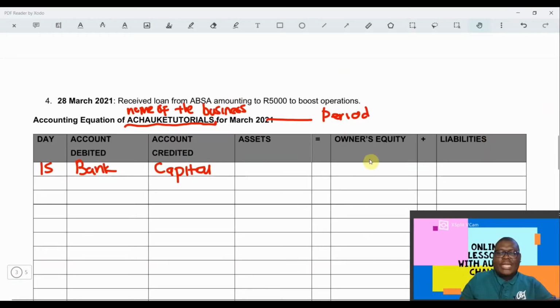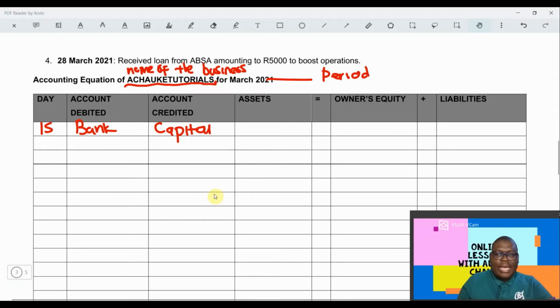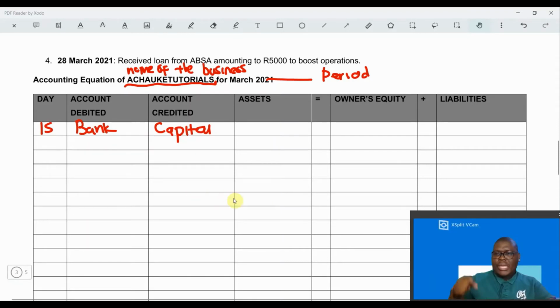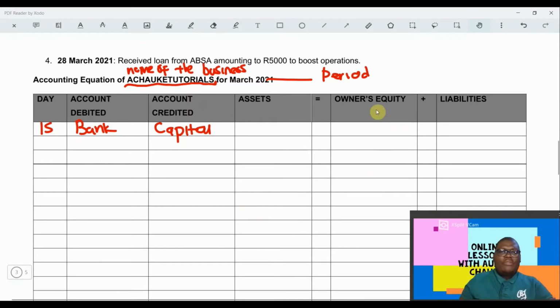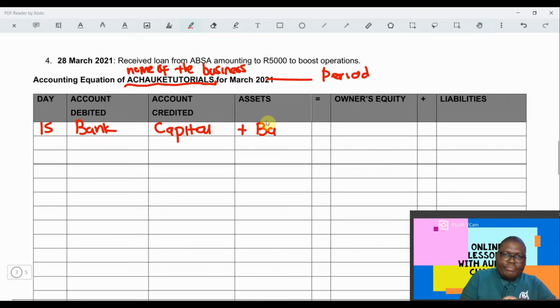So we need to come here and ask ourselves, where do all these accounts fall within this equation? For me personally, I know that the bank account is an asset, because remember, this is my money, it belongs to me, I own it. So this is why I'll have my bank being debited. And you can just say, to show the effect, just say plus bank. Okay, and then you can show the effect of the money by saying plus 10,000. Okay, and then you are done.